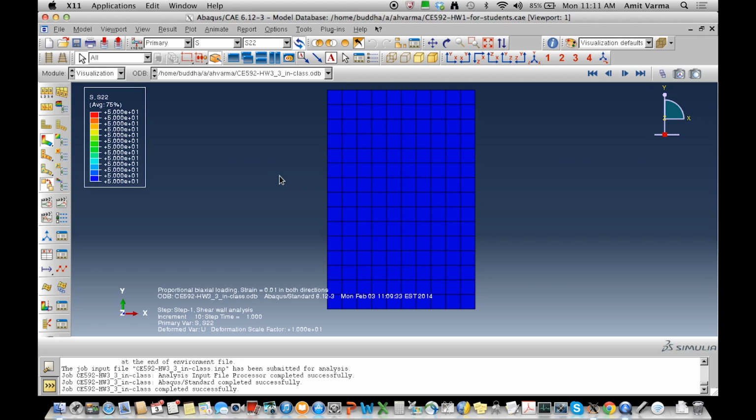This also means that the square root of 3J2, J2 is a scalar quantity, right? It's just sigma x squared plus sigma y squared plus sigma z squared and all that. It's not a vector of any kind, it's a scalar quantity. So if I take the square root of 3J2, that's going to be a number. And yielding will occur whenever that number, square root of 3J2, becomes equal to the uni-axial stress sigma. Is that correct?